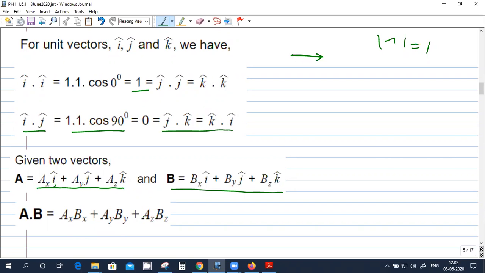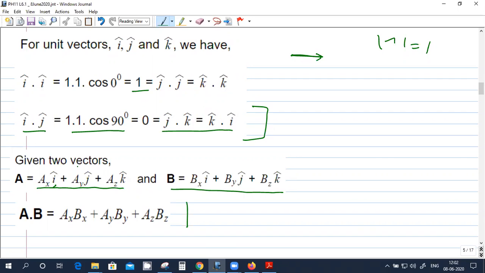By using the above-mentioned i cap dot j cap is 1. So basically, a dot b will have 9 terms. Out of those 9, 6 will become 0, because of this one. The remaining 3 will become like this.